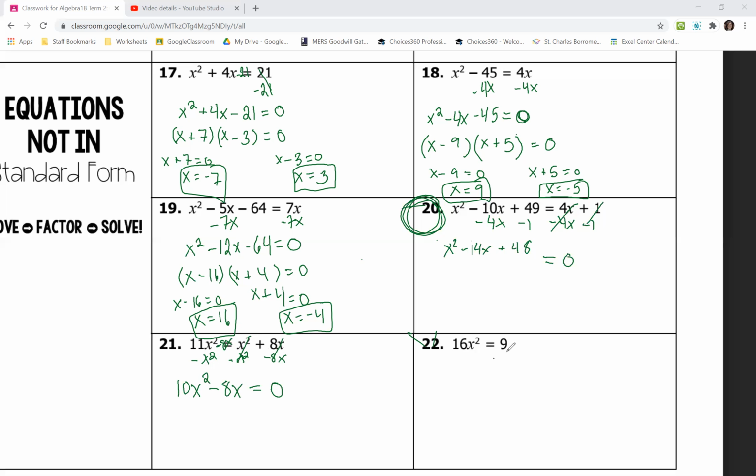Here, subtract 9 from both sides. 16x squared minus 9 equals 0. Okay, what method are we going to use? We're going to use the difference of squares to factor. Okay, so finish the problems 20, 21, and 22. I got them started for you. Now it's just your turn to factor and then set them equal to 0, solve those linear equations, and you have your solutions.